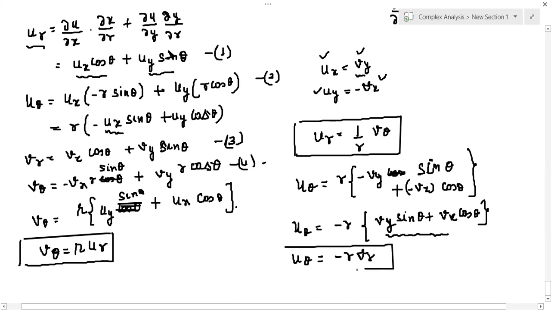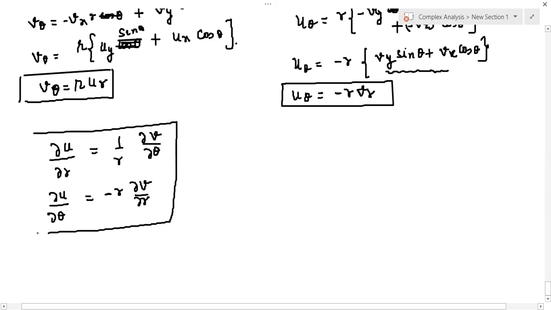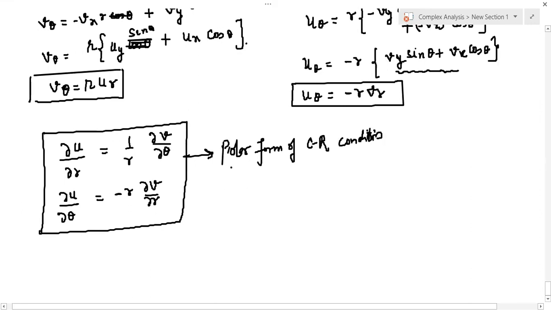So both of these conditions are called the polar form of the Cauchy Riemann conditions. That is, del u upon del r is equal to 1 upon r del v upon del theta, and del u upon del theta is equal to minus r del v upon del r. So this is called the polar form of the Cauchy Riemann conditions.